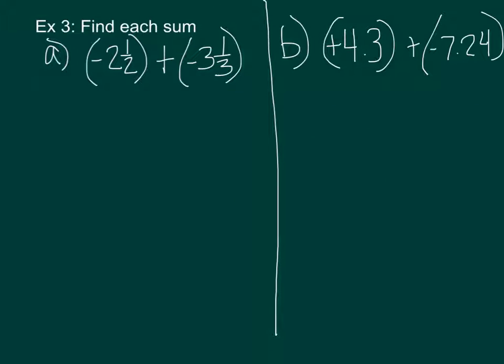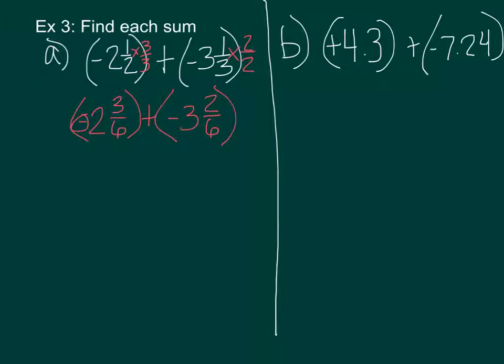In example 3, we're finding each sum. Now we have mixed numbers and decimals. Let's focus on the mixed numbers. Remember, when we add fractions, we have to have common denominators. The common denominator of 2 and 3 is 6. So when I convert all of those, I have negative 2 and 1/2, and I'm going to multiply this by 3 over 3 to get a common denominator of 6. So therefore I have 3/6, and it's negative. Plus a negative 3, I'm going to multiply this one by 2 over 2, and I'm going to get 2/6. Now I can add them together because I have common denominators.